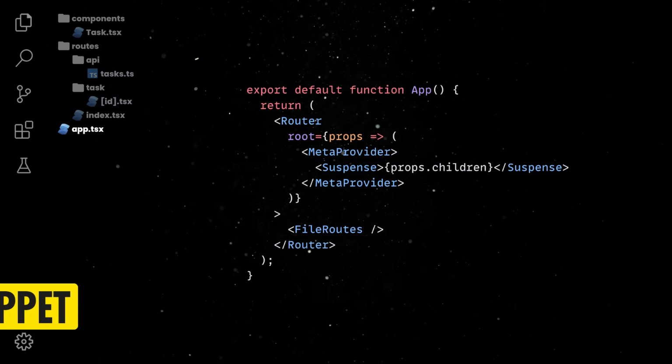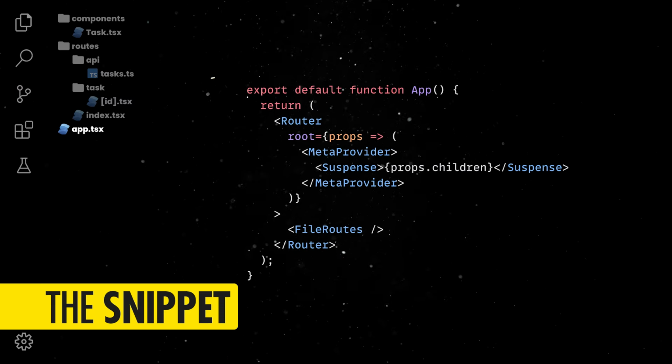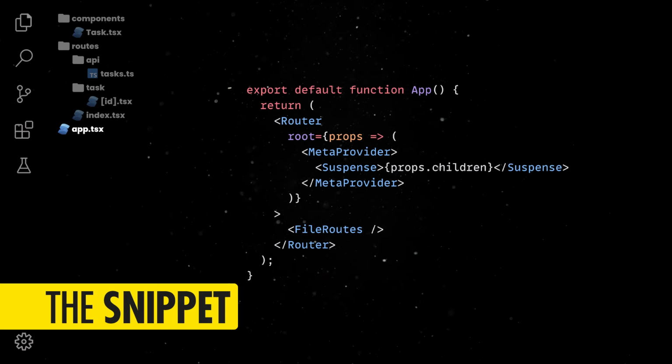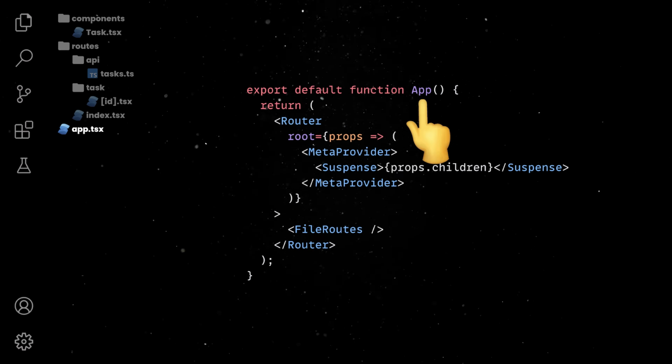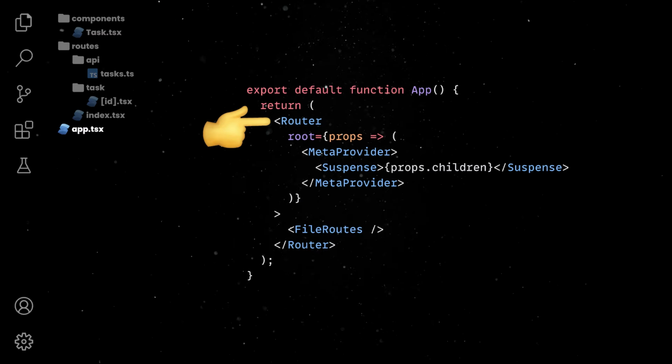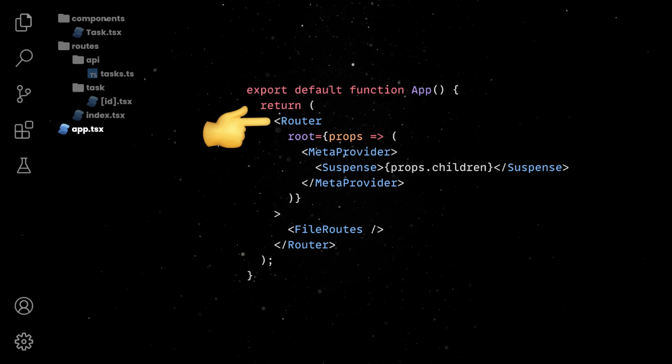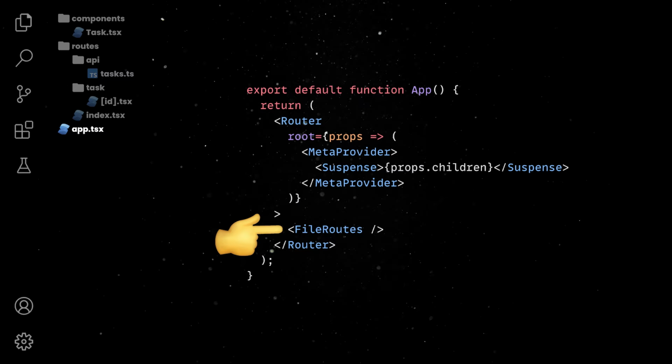By the way, you are watching The Snippet, the fast-paced no BS series where we are analyzing various code snippets to better understand useful software concepts. The app component is just a wrapper around the Solid router, which traverses the routes directory and makes them accessible using the file routes component.